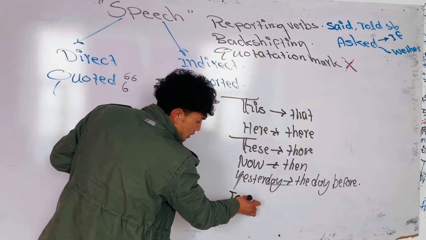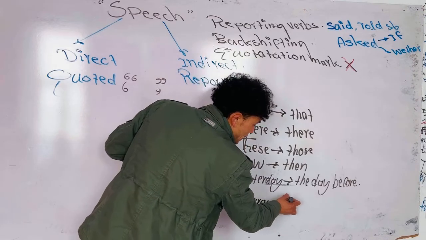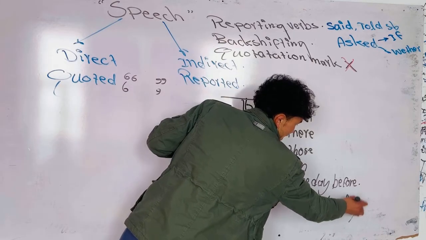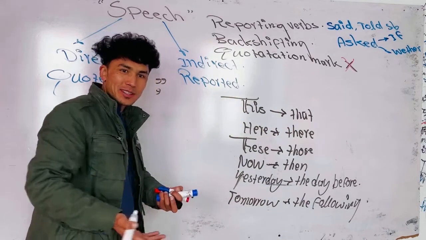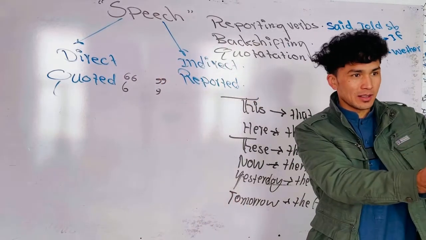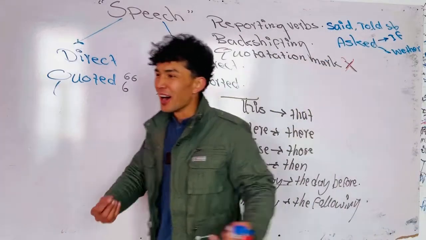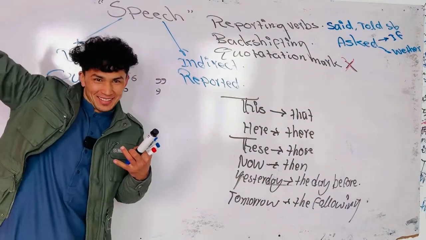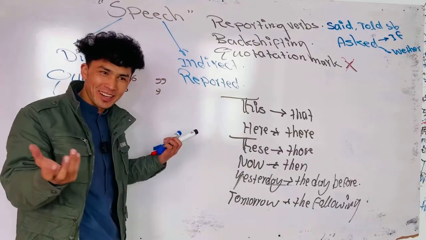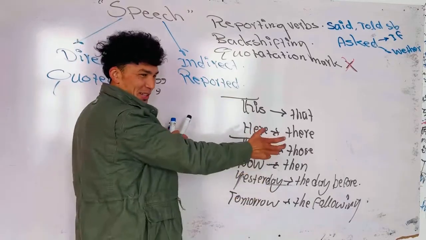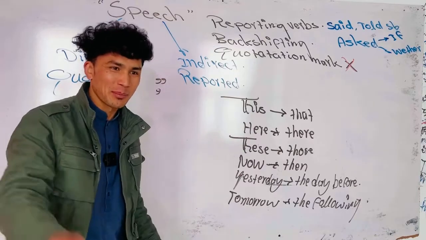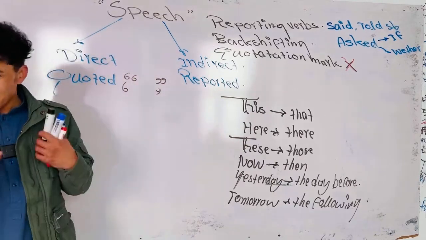Tomorrow becomes the following day or the day after. You understood? And the pronouns change too. For example, I becomes they, somebody. Not she. Okay, what a big change. She becomes he becomes she? Impossible. These are the words you have to keep in mind. Not any problems? No.